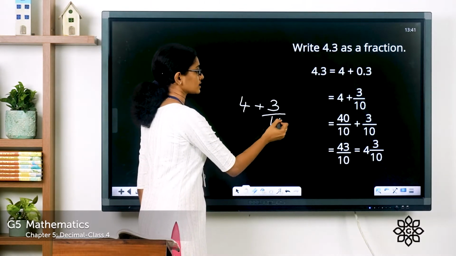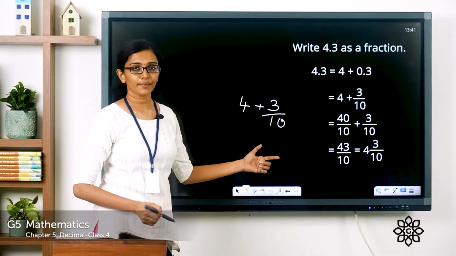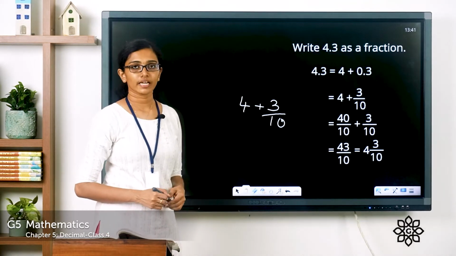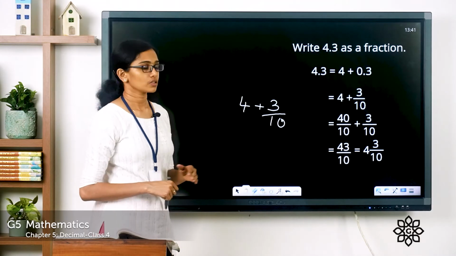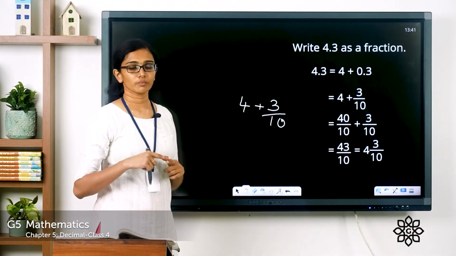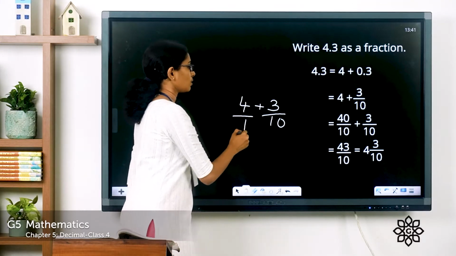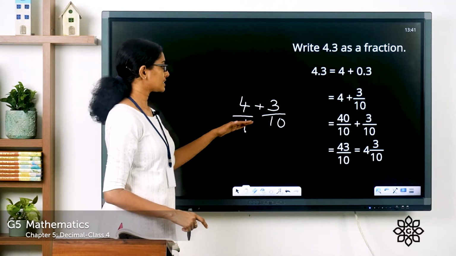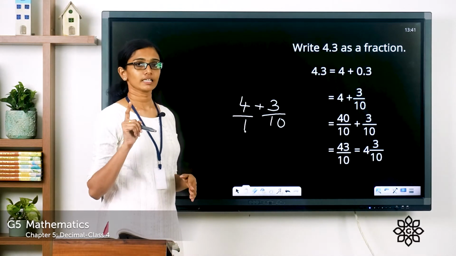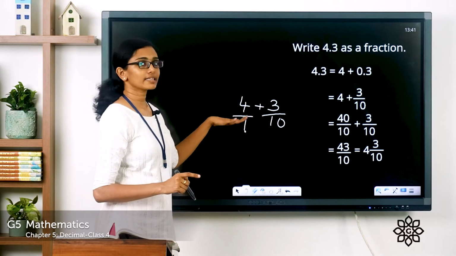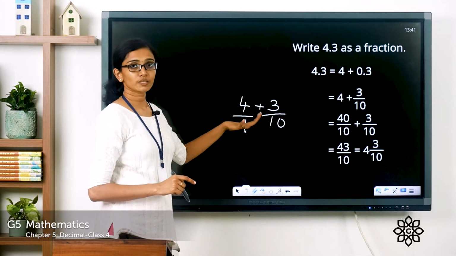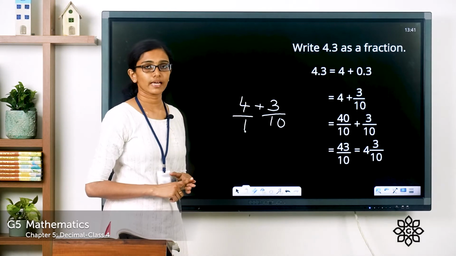How do we add this? Let's take the LCM, make the denominator the same and find the sum. Since this 4 does not have a denominator, let's assume it has the denominator 1. Now what is the LCM of 1 and 10? It is 10. Now let's make the denominator equal to the LCM.